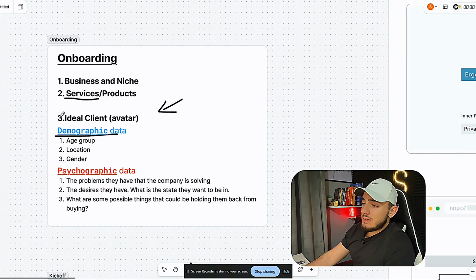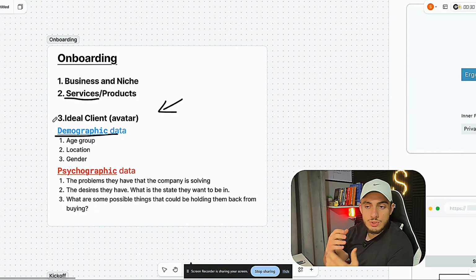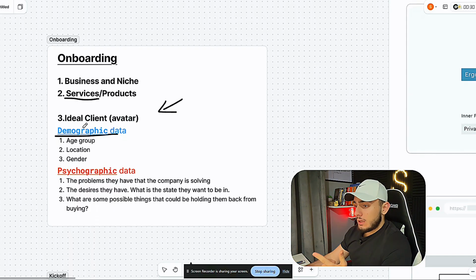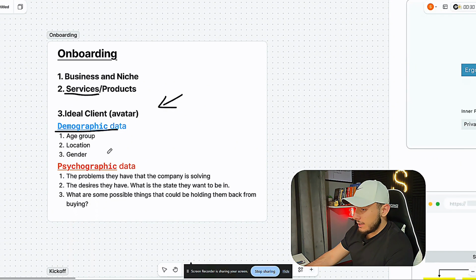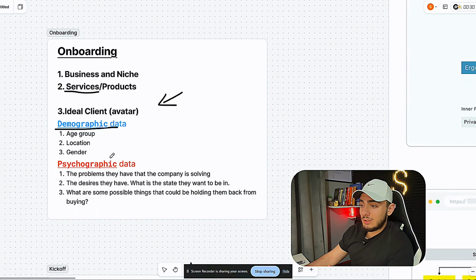And then the third is you want to understand who their ideal clients are. And this is very important, because what you want to basically get out of them is who do they want to sell more to. And for this, you first want to get some demographic data, so age group, location, gender, really simple data. And then you want to go into the psychographic data, and this is where you really want to get creative and really ask deep questions.